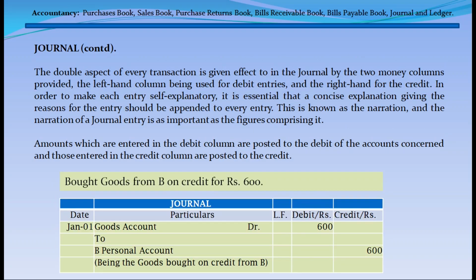Sample journal entry. Let us pass some few journal entries. Bought goods from B on credit for ₹600. This is a credit purchase. That means we are receiving goods. So goods account is to be debited, and we bought it from B. We are liable to B. So his account should be credited. So on date January 1, goods account debit ₹600 in the debit column, to B personal account ₹600 in the credit column, being the goods bought on credit from B.